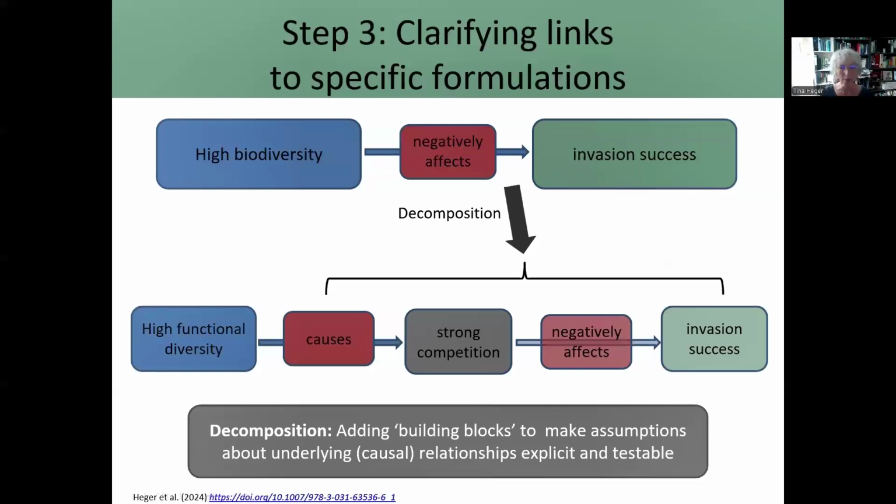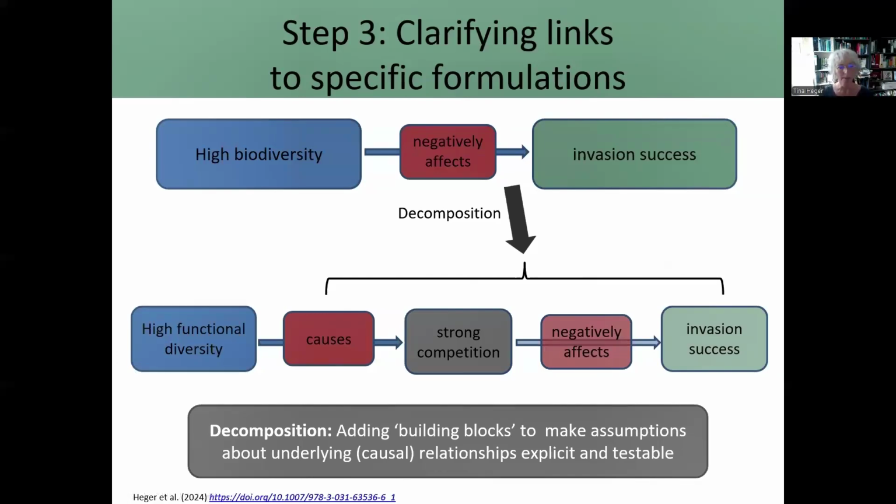And in this paper that I just showed you, what the authors did was to add this building block here. So the new claim now, which is more like a chain, reads: high functional diversity causes strong competition between these species, and this then negatively affects invasion success. So this would be a decomposition.